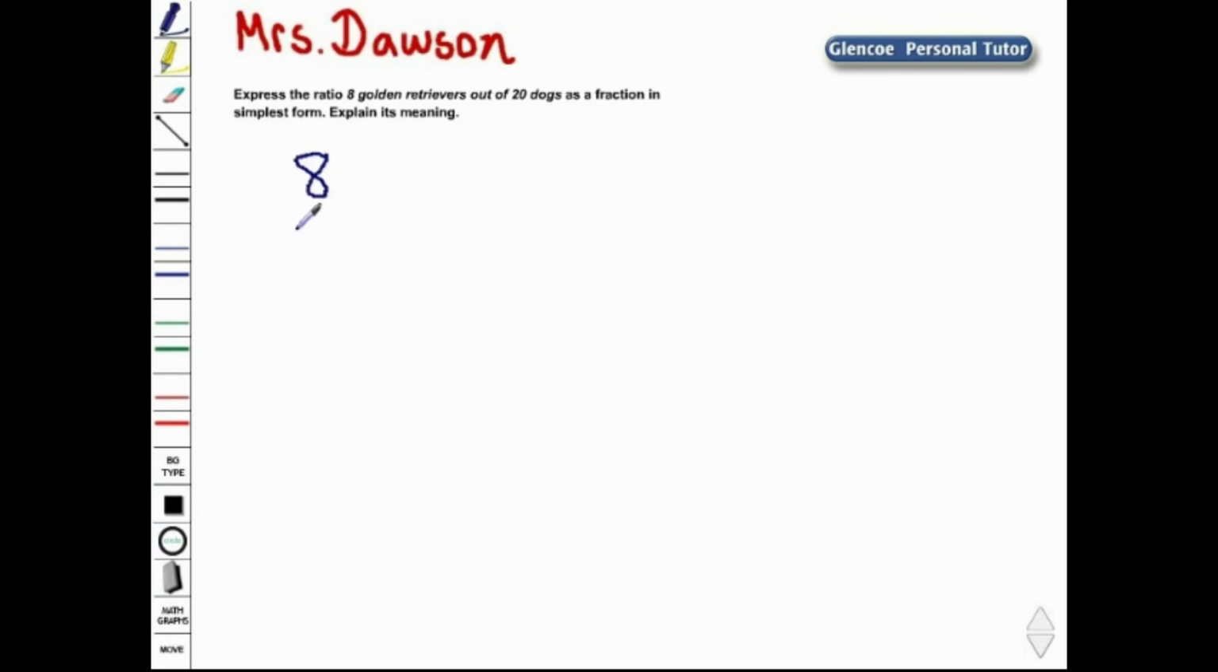8 golden retrievers out of 20 dogs. This fraction will reduce if we divide both the numerator and the denominator by 4. 8 divided by 4 is 2, and 20 divided by 4 is 5. So in simplest form, 8/20 is 2/5. Well, what does this mean?